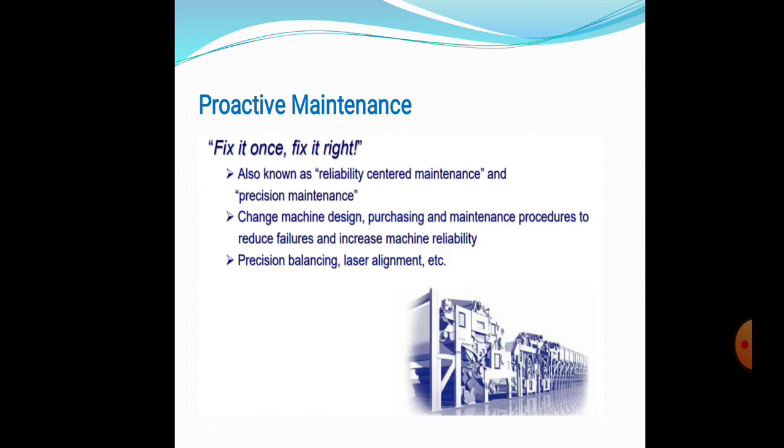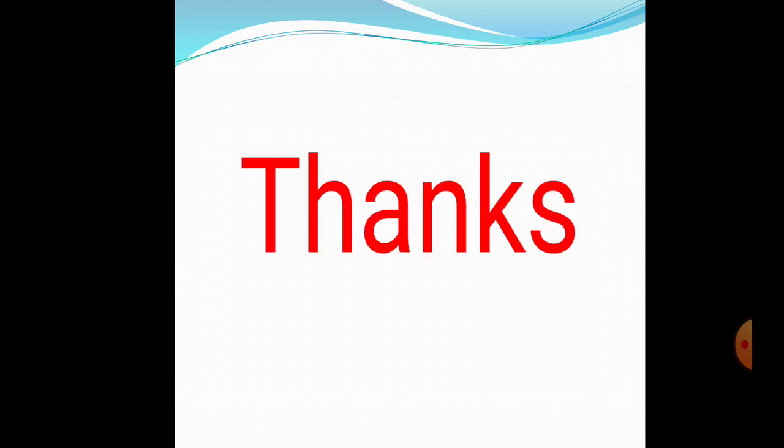Proactive maintenance: fix it once, fix it right. It is also known as reliability centered maintenance and precision maintenance. It means changing the machine design, purchasing, and maintenance procedures to reduce failures and increase machine reliability. It comes under precision balancing or laser alignment. These are examples of proactive maintenance. So this is all about the vibration monitoring techniques that we have to use.